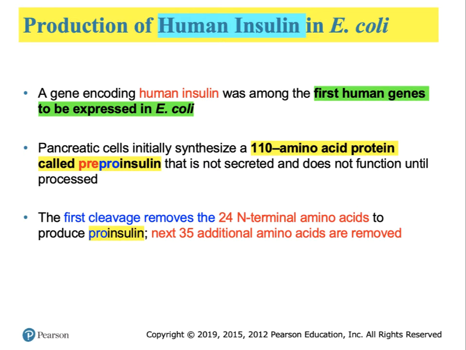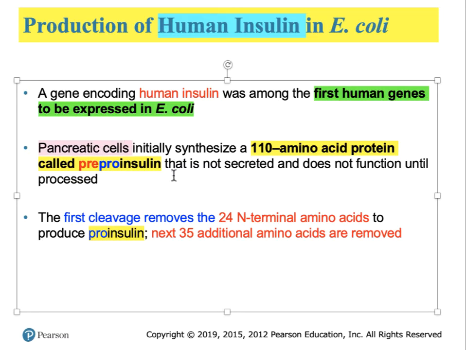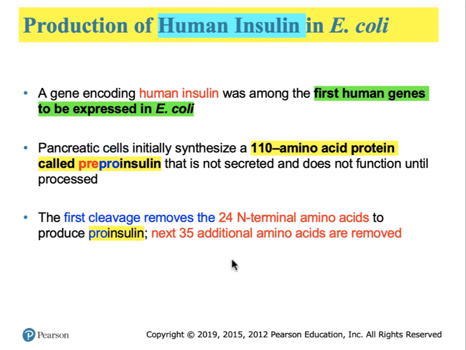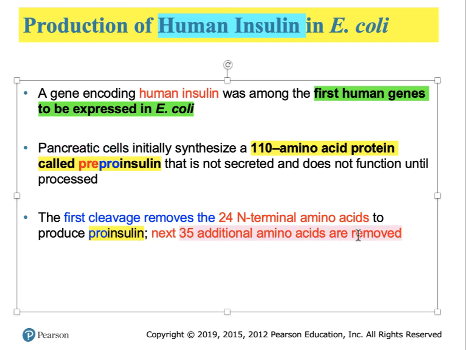Insulin itself is not the product of the gene. The gene first produces a 110 amino acid protein called pre-proinsulin, made inside pancreatic cells. That is not secreted and does not function until it's processed within the cell. After production, the first 24 amino acids are removed, forming proinsulin. Then a further 35 amino acids are removed. But we haven't finished yet.